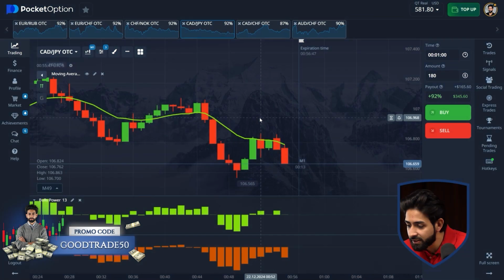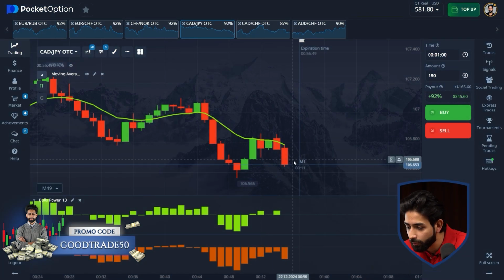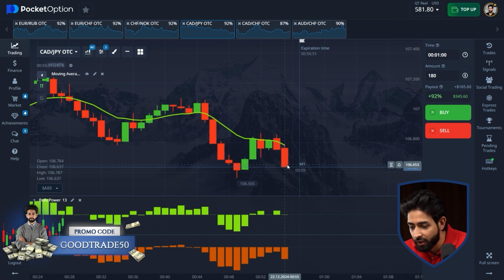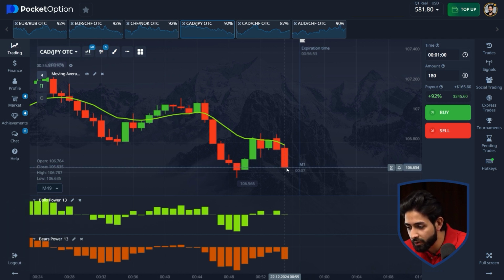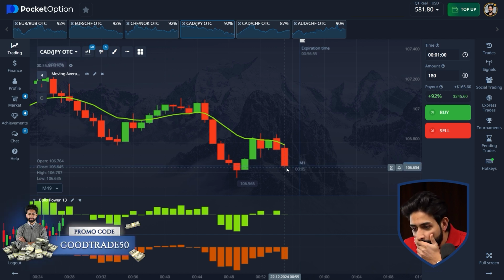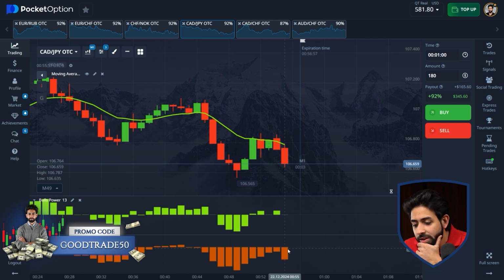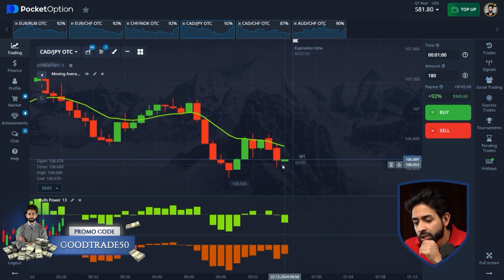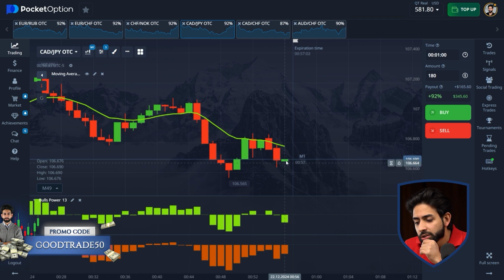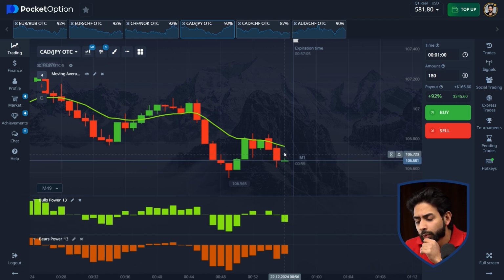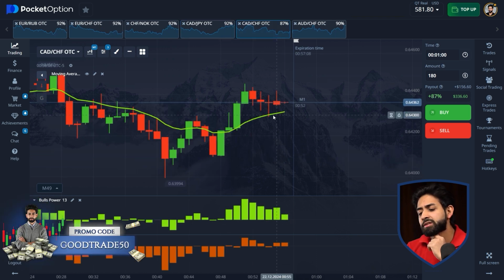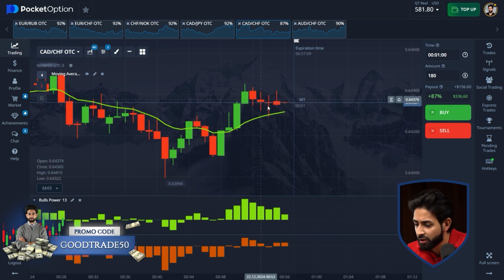Let's have a look at the CAD against the JPY probably. Let's see if we can get an entry. Actually, no, the market is going really downwards. Seems like, no, the indicators aren't supporting well to have an entry. No, I am not feeling pretty good. Let's see the CAD against the CHF. Let's go with CAD against the CHF.